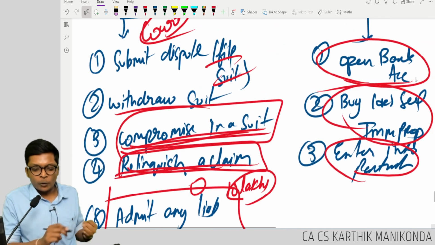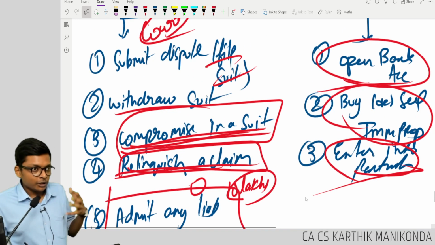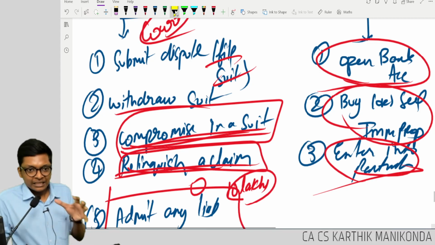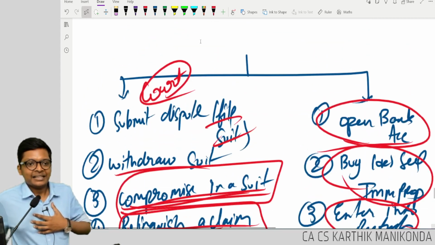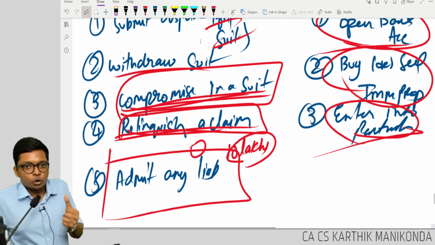And these 3 points, open bank account, buy or sell immovable, enter into partnership. Do you remember these points? No. You have to remember, guys. These are questions which can come directly. They will ask, what are implied authority of a partner, which partner can do, cannot do.